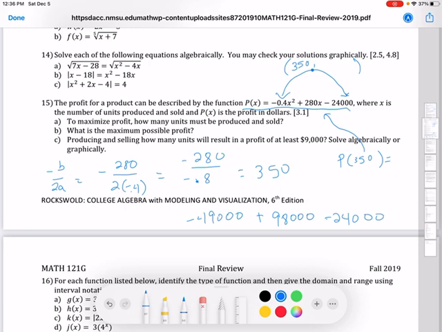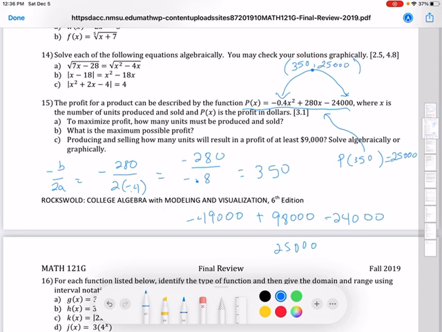Alright, minus 49,000, minus 24,000, it gives me 25,000. So if I plug in 350, it gives me 25,000. Alright, there we go. I found the vertex.